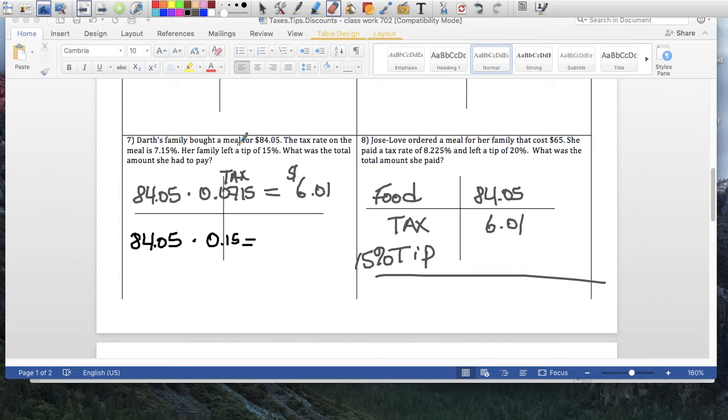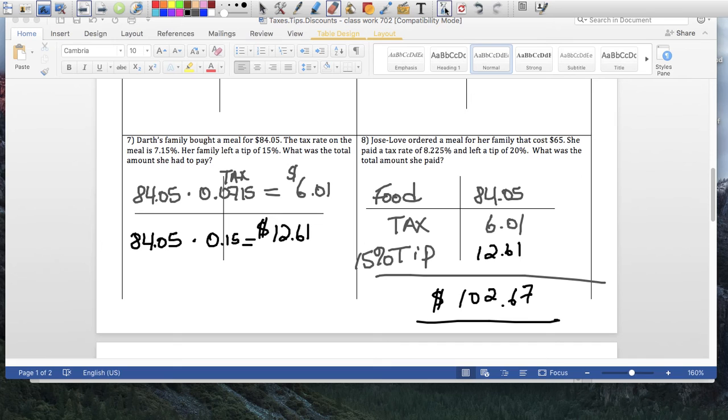So what is 15% of 84.05? 0.15 times 84.05 is equal to $12.61. So the tip is $12.61, rounded. You got two things here: we calculated the tax separately, and we calculated the tip separately. That's how it would look. So 84.05 plus 6.01 plus 12.61, you end up paying $102.67.